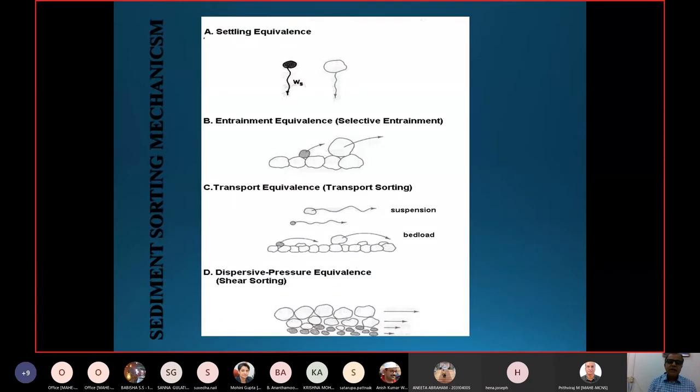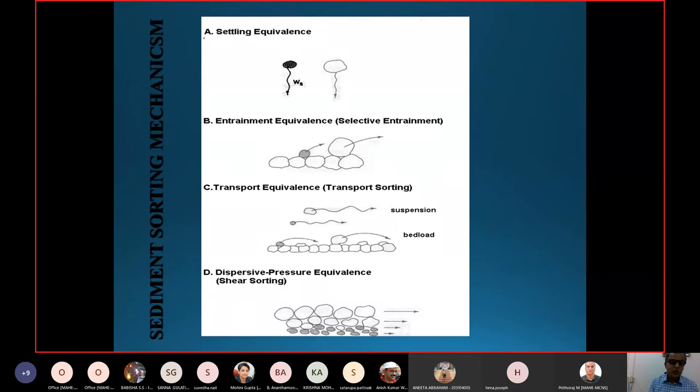Then the third, transport equivalence, is very significant in the nearshore areas. Waves are an oscillatory motion of the water column, and at the crest of the wave the energy is much higher compared to the trough. At the crest, the sediment moves much faster towards the shore. Lighter minerals move faster than the denser ones. So in the bed load, transport sorting takes place, and that is how enrichment happens.